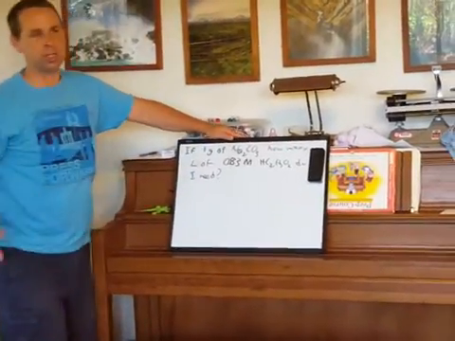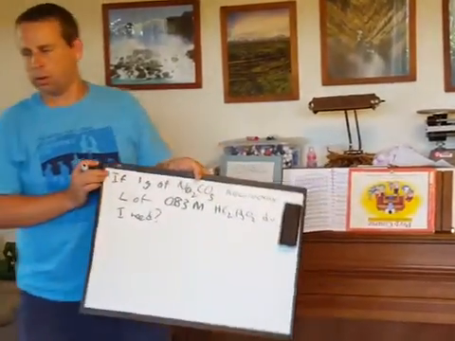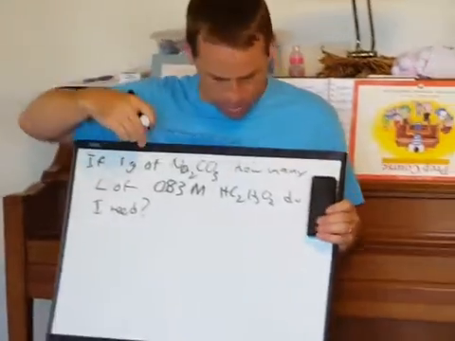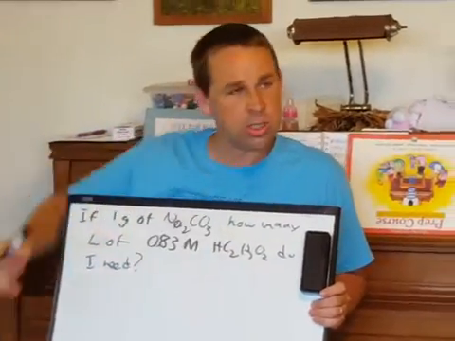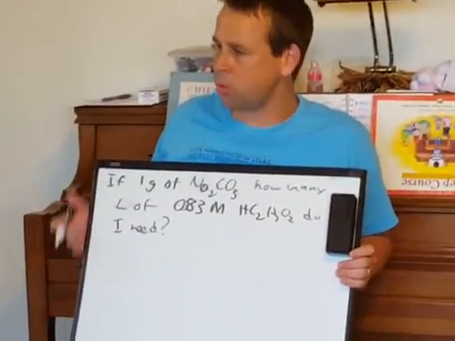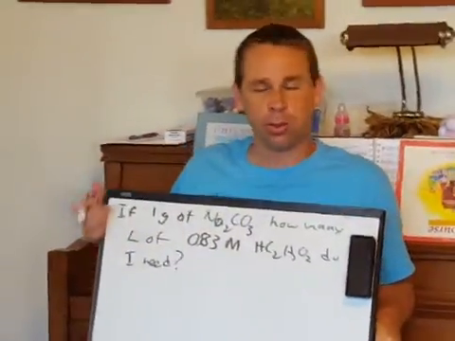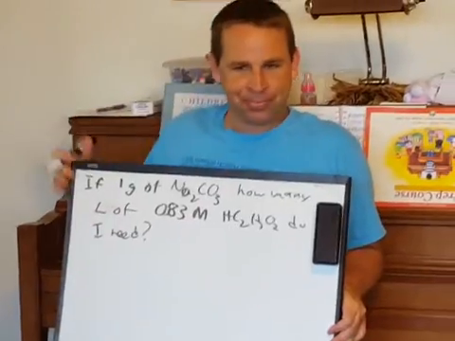Because now we can do the experiment, right? After we finish this question, for every gram we weigh out, we'll know how many milliliters of this HC2H3O2 we need. Because we know its concentration is 0.83 molar. Does that make sense?